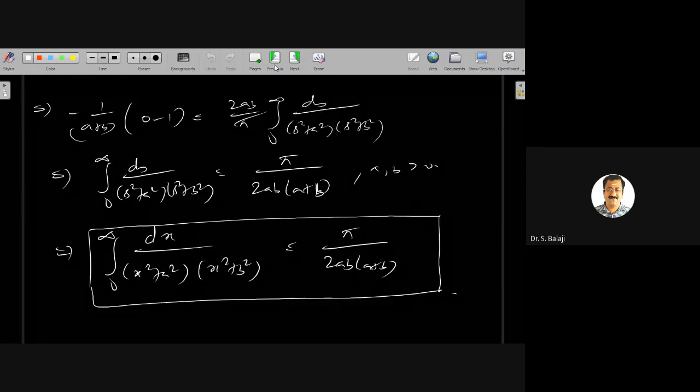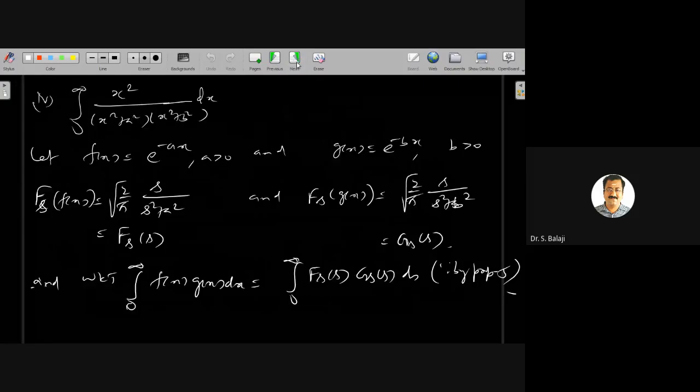For the fourth one, we can use this formula again: the property of the integral from 0 to infinity of f of x g of x dx, which equals the integral from 0 to infinity of fs of s gs of s ds. For the fourth one, you have to identify the value of the integral from 0 to infinity of x square dx by (x square plus a square)(x square plus b square).